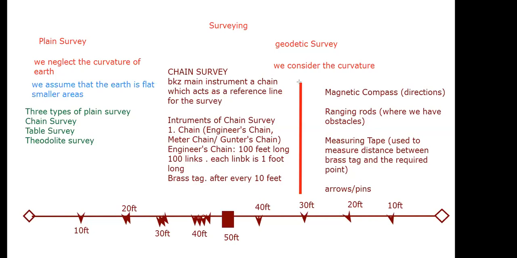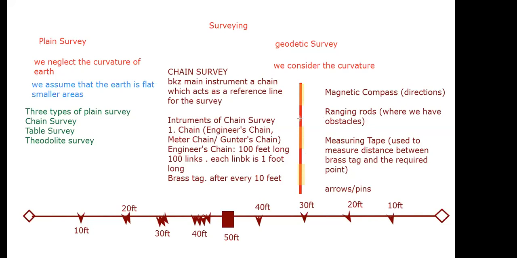Here on the screen, white will not be visible, so I'm using yellow just to show how these markings are made on ranging rods. Each marking on the ranging rod is 1 foot long. So there will be 7 markings in case the ranging rod is 7 feet long, and 8 markings in case the ranging rod is 8 feet long.